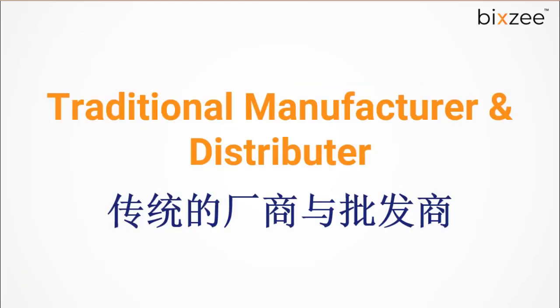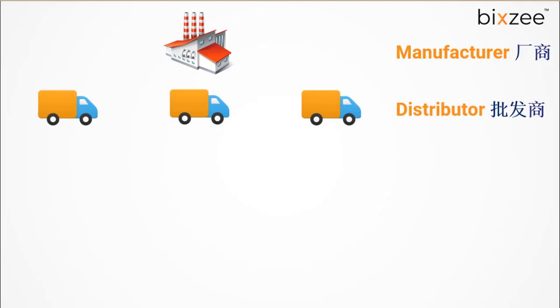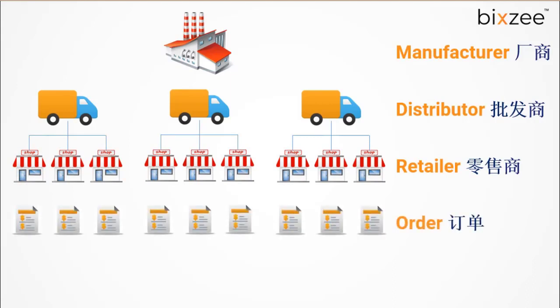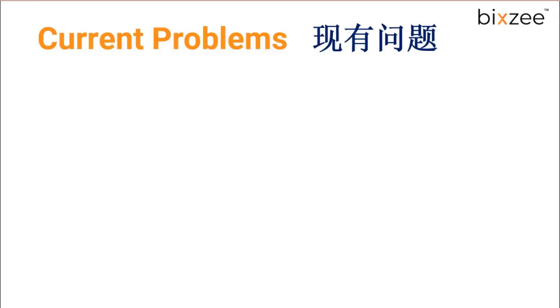Let's take a traditional manufacturer and distributor as an example. Normally, a manufacturer will sell to a distributor. Then, the distributor will distribute to retailers, and the retailer will have all the orders that the accounting clerks need to key into the accounting system. They will face a few problems.